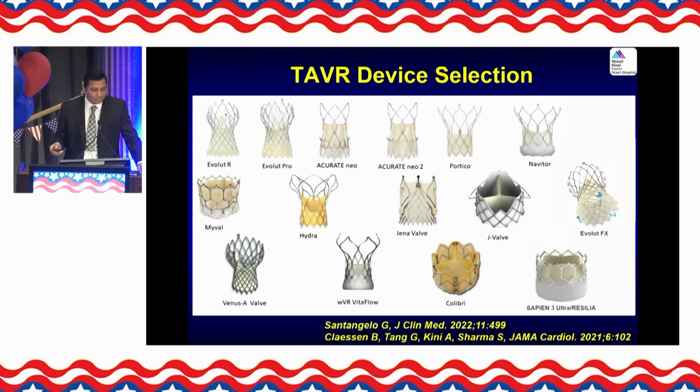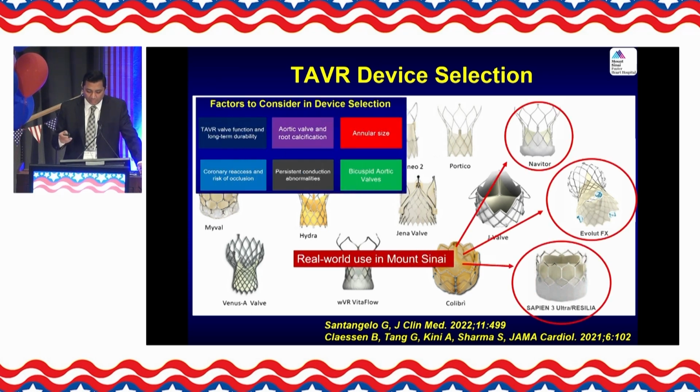There are different kinds of valves, but the most commonly used are the balloon expandable valve, the SAPIEN valve; the self-expanding valve, the Evolut FX+; and the Navitor, which is the Abbott valve. Those are the three, and there are a lot of things we need to consider when we select these valves, which is beyond the scope of this talk. But basically, you're looking at the CAT scan and understanding what the size is and what the calcium content is.